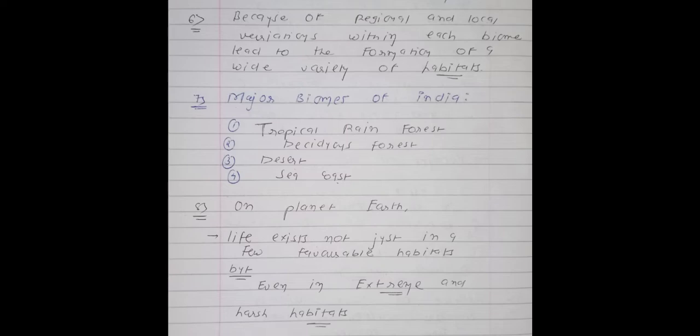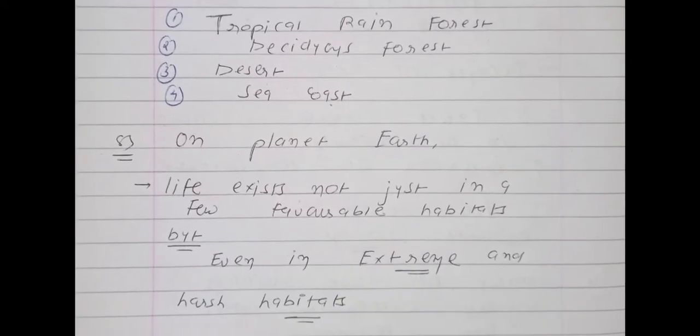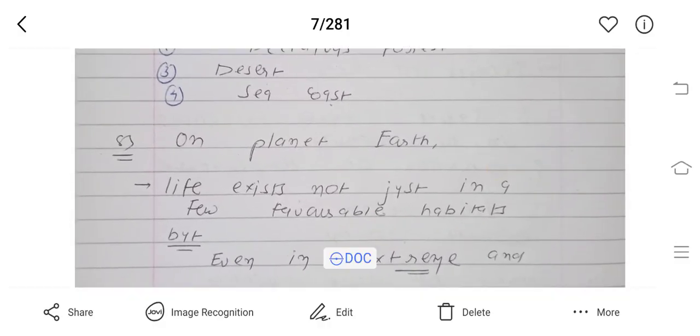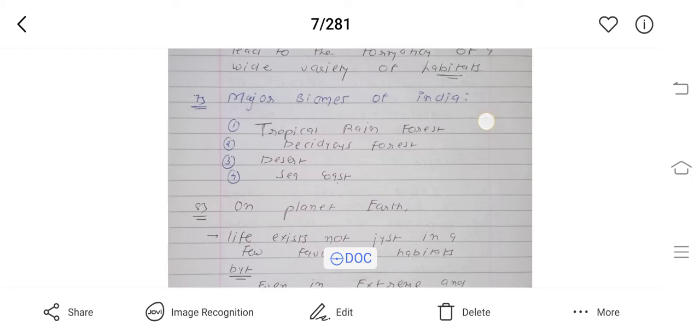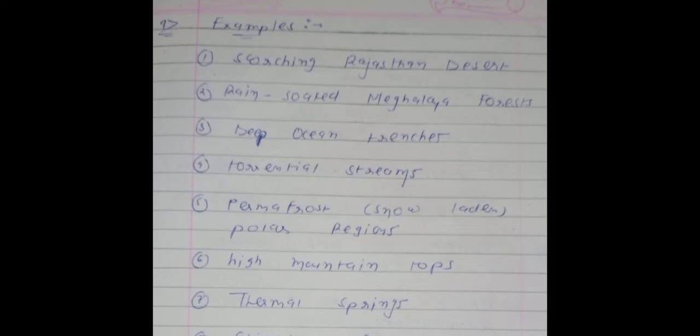Point number 8, on planet Earth, life exists not just in a few favorable habitats but even in extreme and harsh habitats. So we know that life is not found only in favorable conditions, it is also found in different types of extreme and harsh unfavorable conditions. Okay, point number 9 is about some examples.